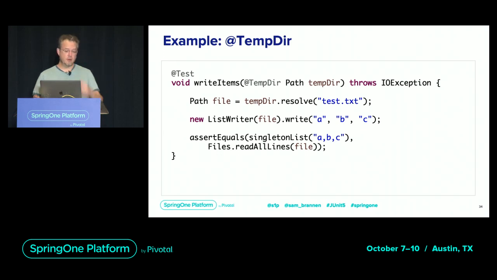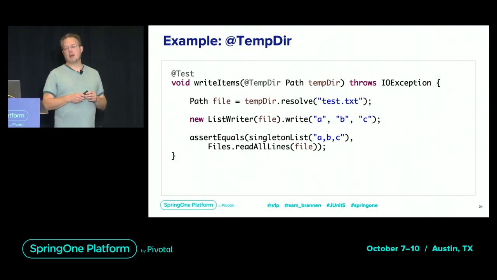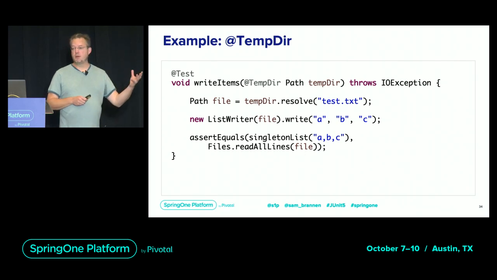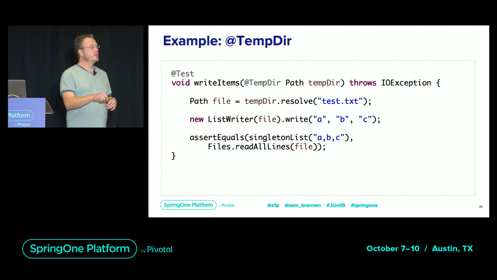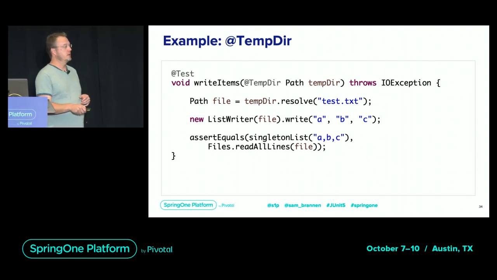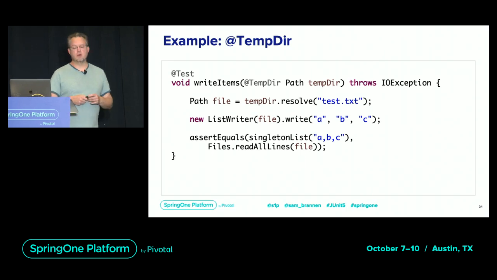So here's an example with @TempDir. We've got a standard test method, void write items, and then as a parameter to this, right, we just declare @TempDir. You can specify a path type or a file type, whatever suits your fancy, and then you'll get a new one for this test method, and then whatever is created in that directory will be cleaned up after this test method is executed. So here we have creating a test.txt file, writing to that with this custom list writer we have, and this is just asserting here at the end that the file contains those contents. And again, that directory, that text file would be deleted after this test executes.